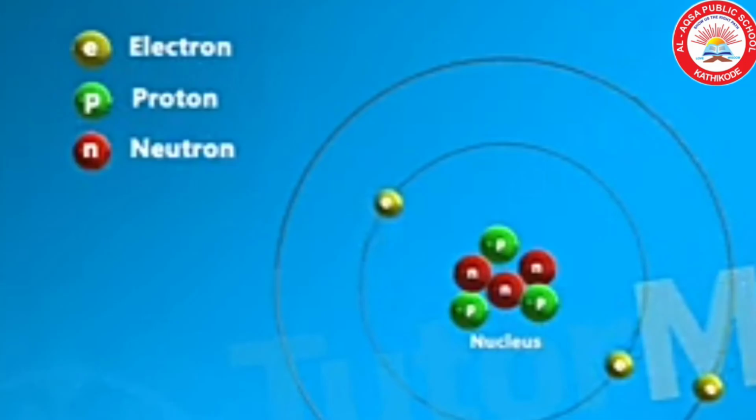We have already studied the structure of an atom in lesson 4. In the center, the nucleus is there. Protons and neutrons are present in the nucleus and electrons are revolving around the nucleus.